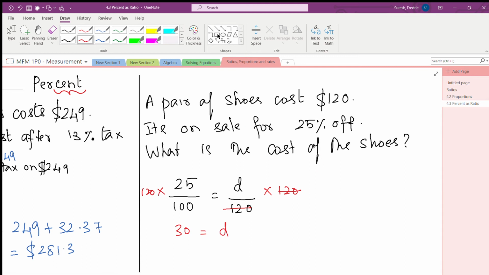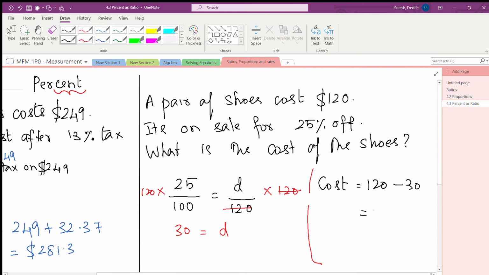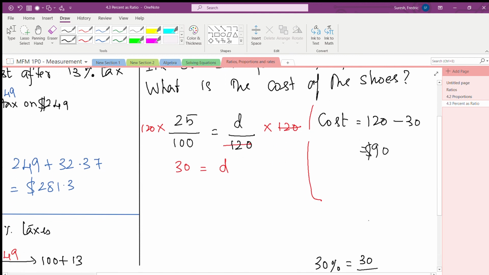Now the original amount of the shoes was 120. So the cost of the shoes now is the original amount subtract the discount amount. So this is the actual money you're going to pay. Now this is not with the taxes, so we have to go ahead and calculate the actual taxes that we have to pay. So let's calculate the taxes now.